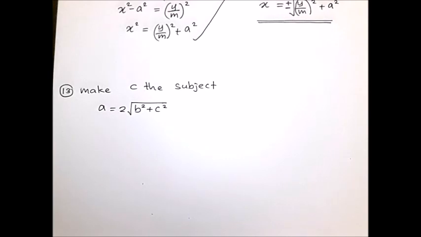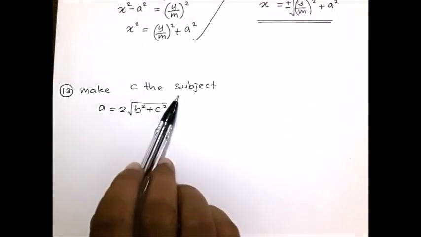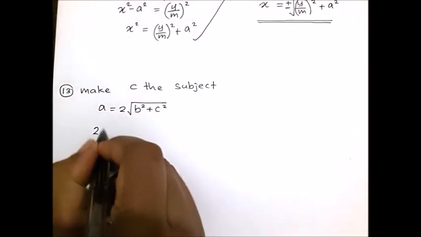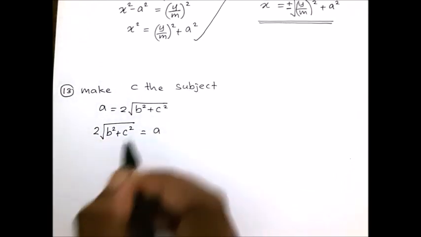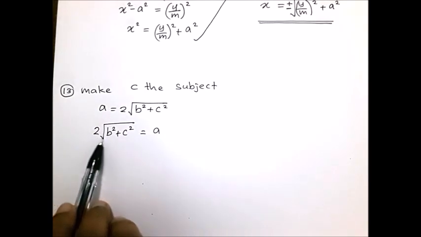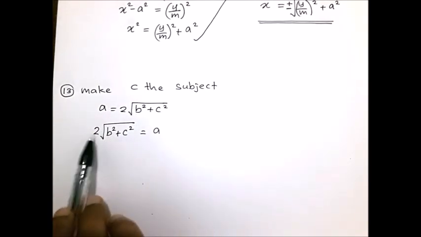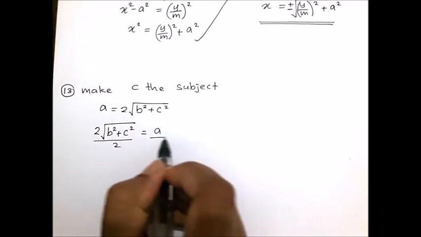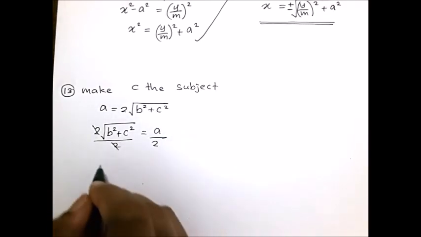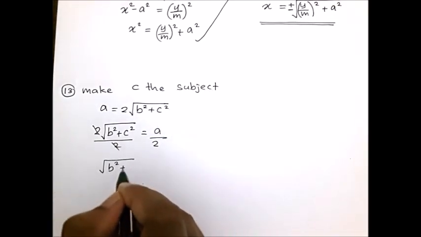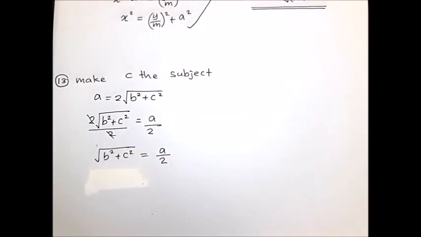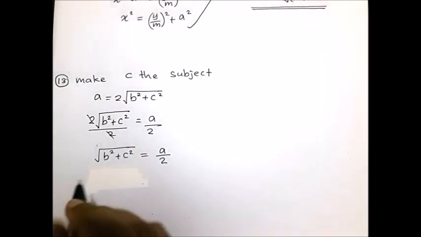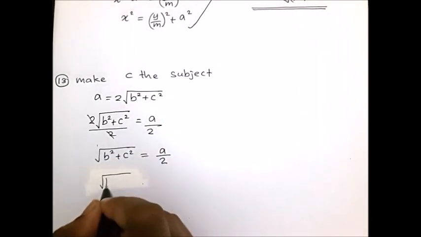Now look at the 13th one. Make C the subject. First I am going to change the sides of the formula. Here 2 is multiplied by the square root of this term. First you can remove 2. Divide both sides by 2. These 2 cancel. Square root of B squared plus C squared equals A divided by 2. First remove this square root symbol. So you have to take the square of both sides.